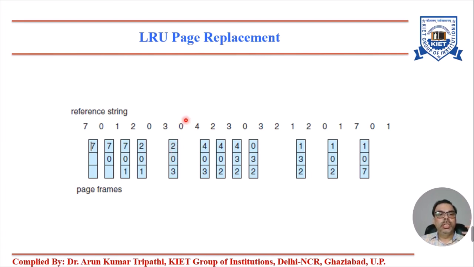So now there is a demand for 0. 0 was just used, and there is no page fault because 0 was already in the memory. Now there is a need of 4. So 0 was just used, before that 3 was used, and 2 was the least recently used. So 2 will be replaced by 4. So this is the process in the LRU, how the pages get replaced.